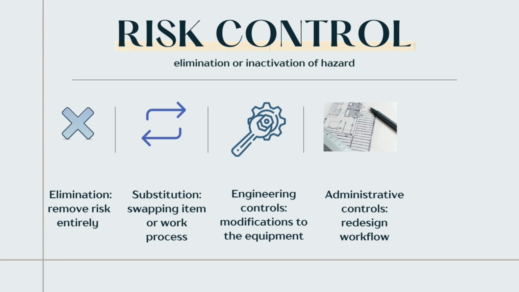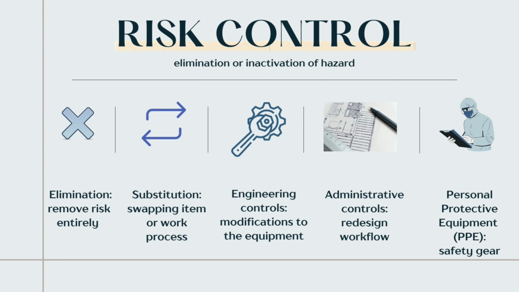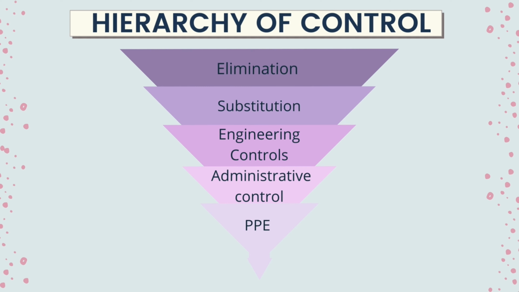Next is administrative controls, by redesigning work methods to reduce the conditions of risk, such as rotating employees through several different work tasks. Lastly, personal protective equipment (PPE). It is the last resort when the hazard cannot be removed by any other means. For instance, safety gear worn by the worker. The risk control methods can be summarized in the hierarchy of control pyramid chain.